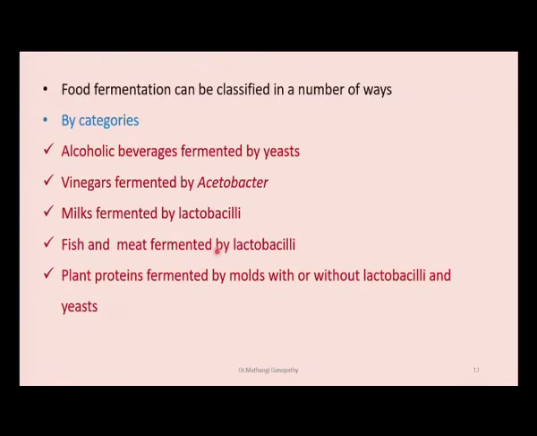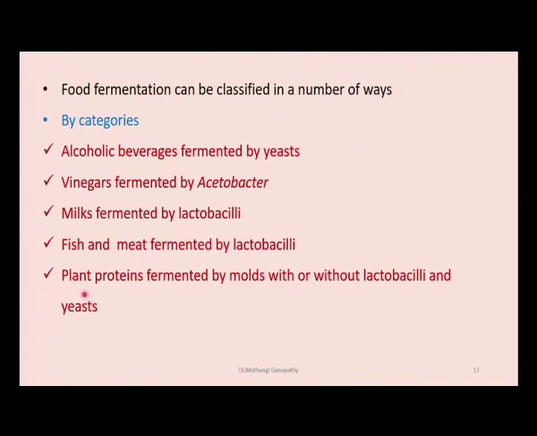So now let us see the different classifications of food fermentation. Different types of classification occur in the case of food. One is by category, as we saw earlier: alcoholic beverages, where the organism used is mostly yeast. Then you have the vinegars, where the organism is Acetobacter. Milk, yogurt, and cheese require fermentation by lactobacilli. Fish and meat are again fermented by lactobacilli. Plant proteins are usually fermented by molds, with or without lactobacilli and yeast.